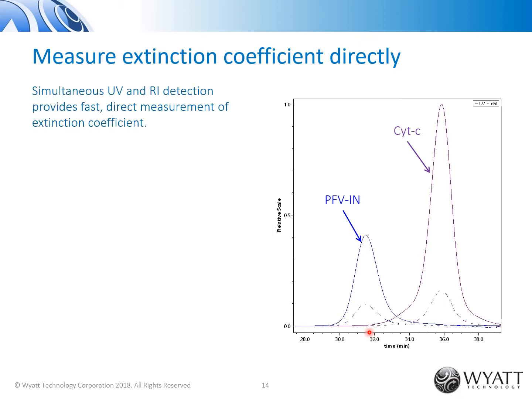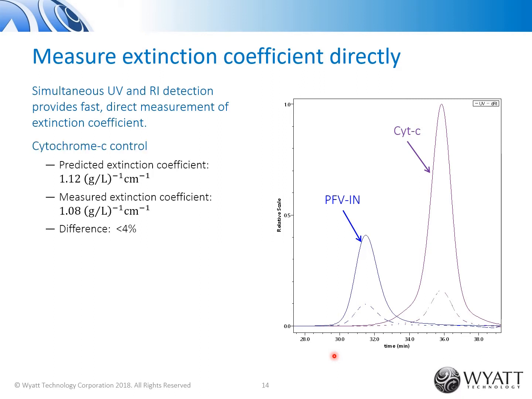By measuring both the UV and the RI simultaneously, you get a fast and direct measurement of the extinction coefficient for that molecule. I want to point out that you can do this at any wavelength. For this protein conjugate analysis, we used the extinction coefficient at 280 nanometers for both the protein and the DNA. But you could easily measure the extinction coefficient of this protein at 260 nanometers and use the same 260 nanometers to measure the DNA part as well.